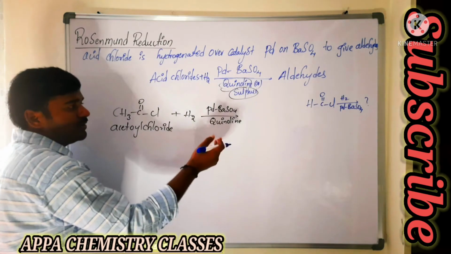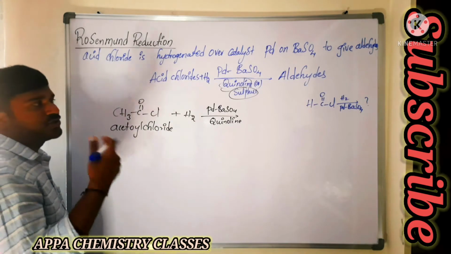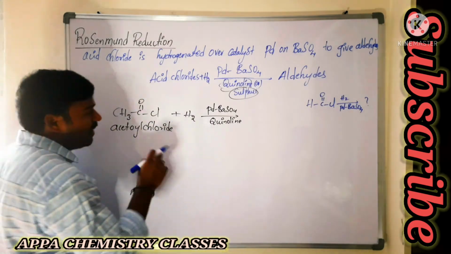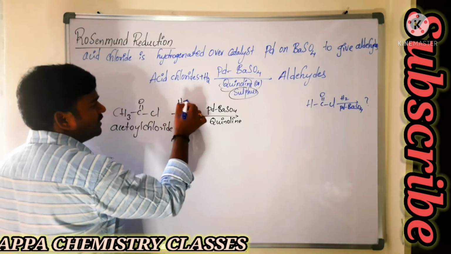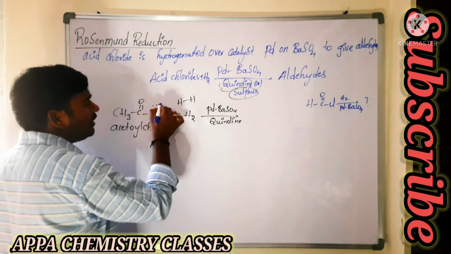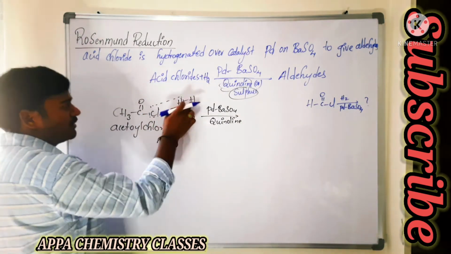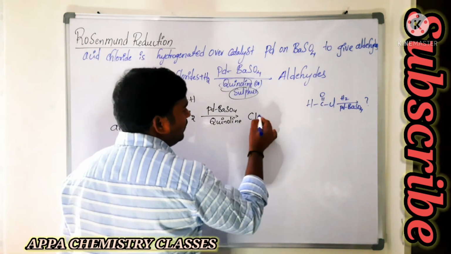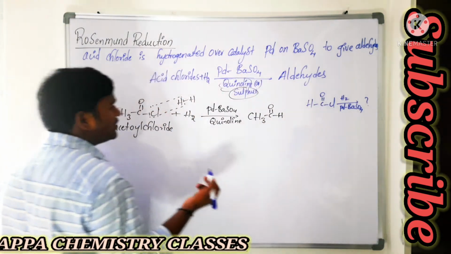If it is not used, then the acyl chloride will be changed to alcohol. Instead of getting the aldehyde, we will get the alcohol. So what happens here: one of the hydrogens, this hydrogen written as H-H, and this chlorine is removed as HCl. The hydrogen will be substituted here. Now we get the aldehyde. So it is a partial reduction.